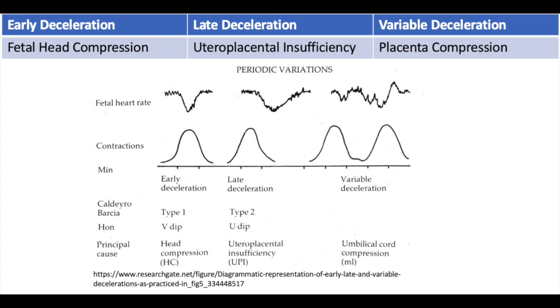Variable deceleration, it'll just look variable. There's no particular pattern to it. Sometimes you can see sharp V's at the bottom of the fetal heart rate as well. This indicates placental compression. So in my mind, I just imagine the placenta being compressed in variable different areas.